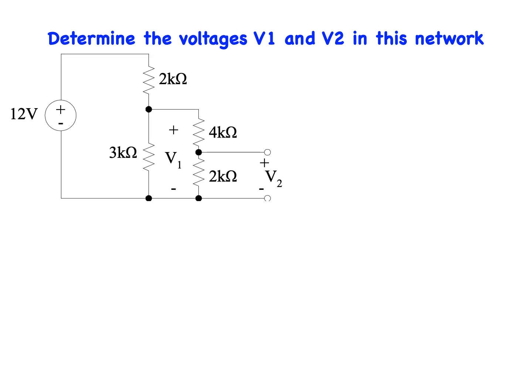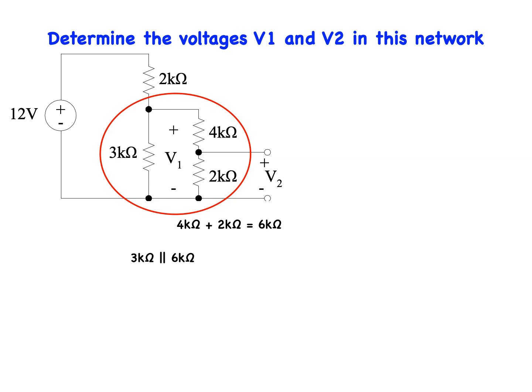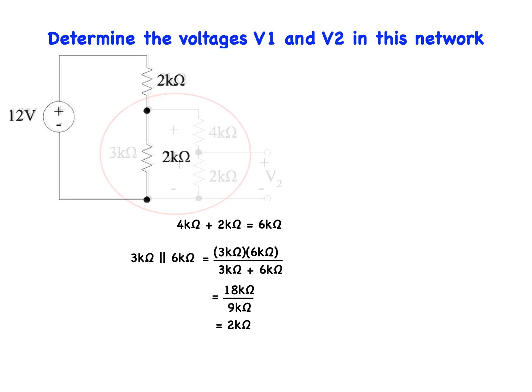This series combination gives us 6 k ohm and 3 k ohms in parallel with 6 k ohm, and it is given by 3 k ohms times 6 k ohms all over the quantity 3 k ohms plus 6 k ohms, which gives us 18 k ohms over 9 k ohms, or 2 k ohms. We can redraw the circuit now to look like this: 2 k ohm resistors in series.